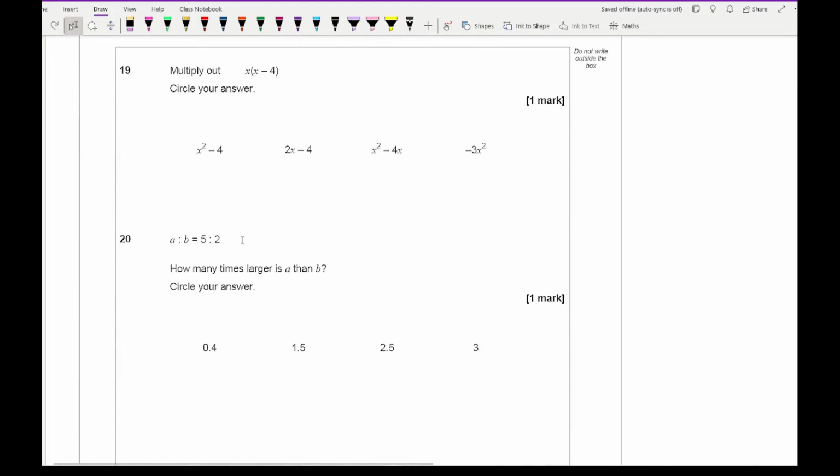Then moving on to question 19, it says multiply out the brackets. So here you should have x squared minus 4x, which is our third option.